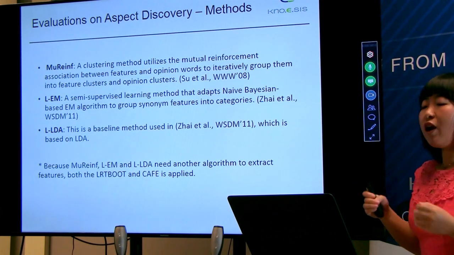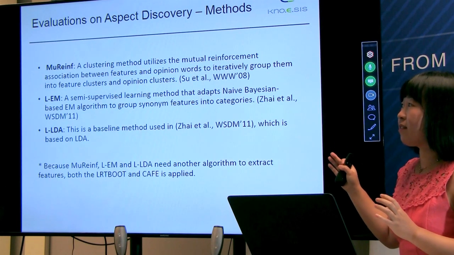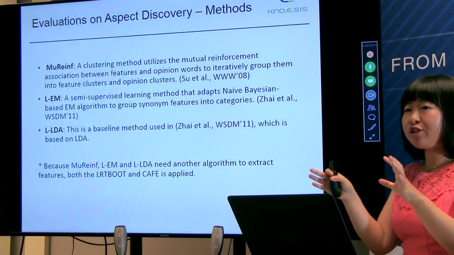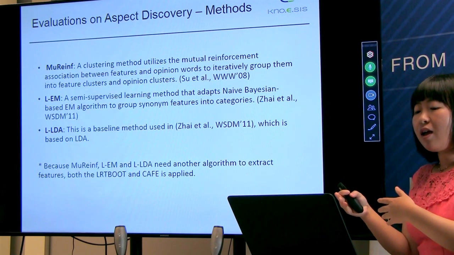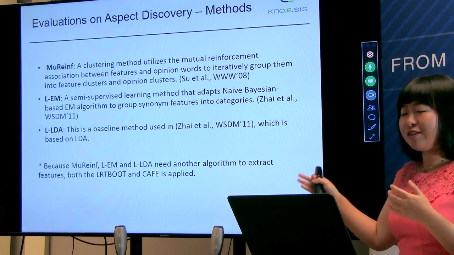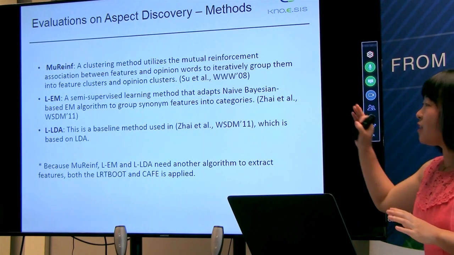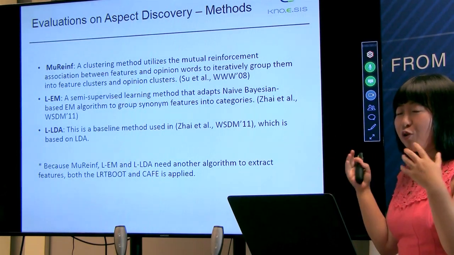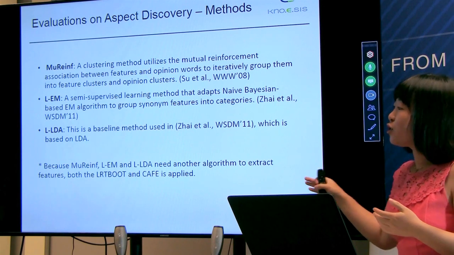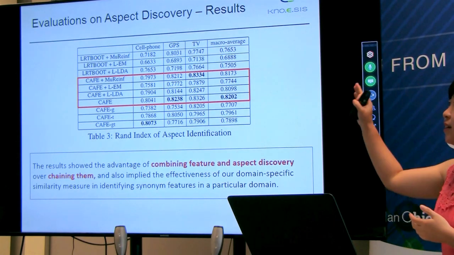And then we also evaluate our method compared with three state-of-the-art aspect discovery methods. The first one is a clustering method, which uses the mutual association between opinion words and features to group them. LEM is a semi-supervised learning method based on expectation maximization. And LDA is also a semi-supervised method based on topic modeling. These three methods focus on grouping features, so they need some other techniques to provide them the features. So we use both LRT boot and our method to give them the features. And here are the results.